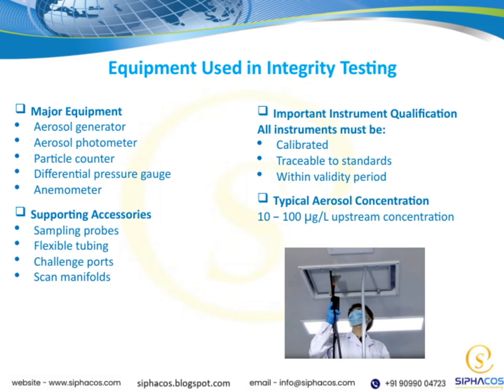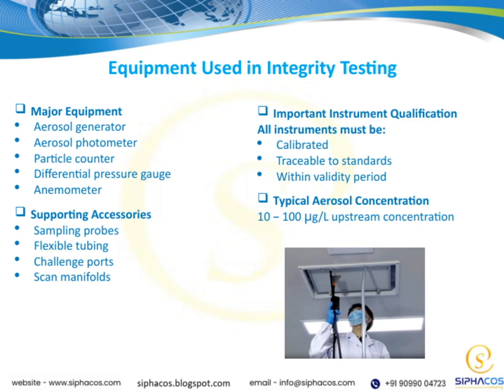Supporting accessories also play a vital role. Sampling probes are used to collect aerosol samples at specific points. Flexible tubing connects different components, making the setup adaptable. Challenge ports allow us to introduce aerosols into the system, and scan manifolds help distribute the aerosol uniformly across multiple locations. All of these components work together to ensure our integrity testing is accurate and reliable.